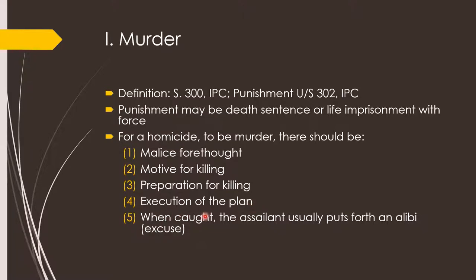And when the person is caught, the assailant usually puts forth an excuse. So these are the conditions for murder. Firstly, there should be some forethought, some motive, some preparation, execution of the plan, and if the person is caught, the assailant usually puts forth an excuse.